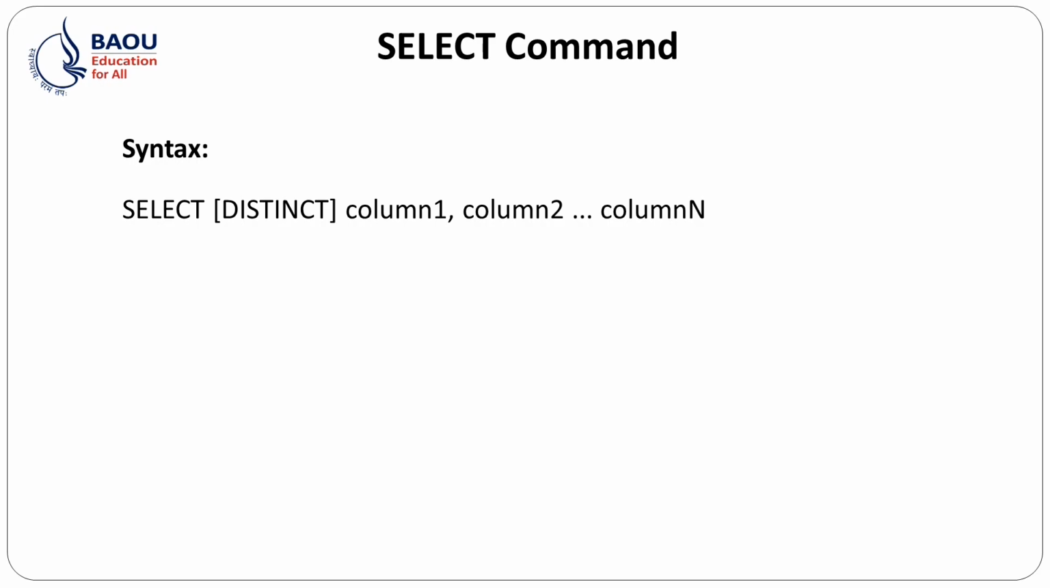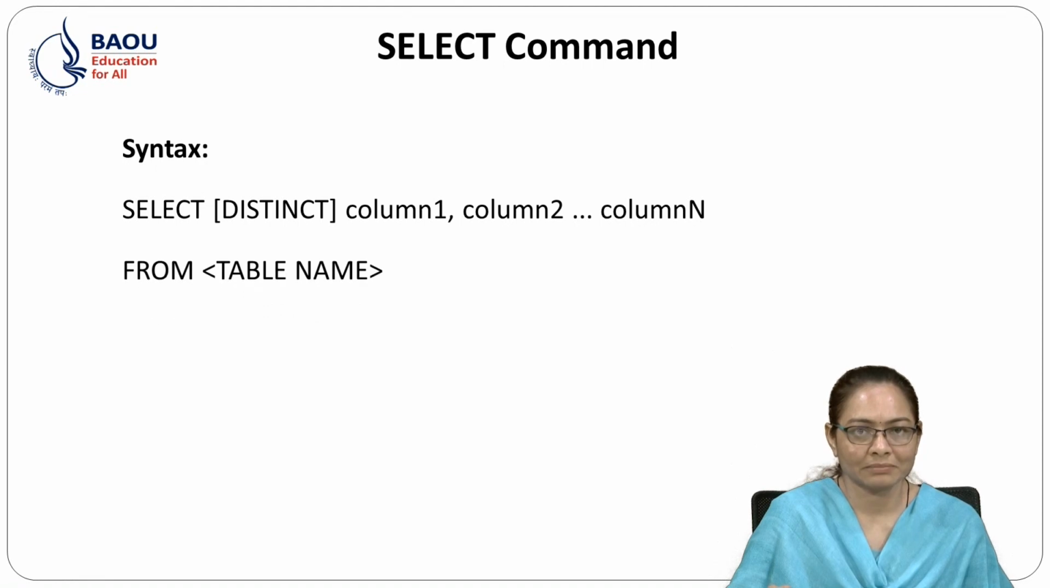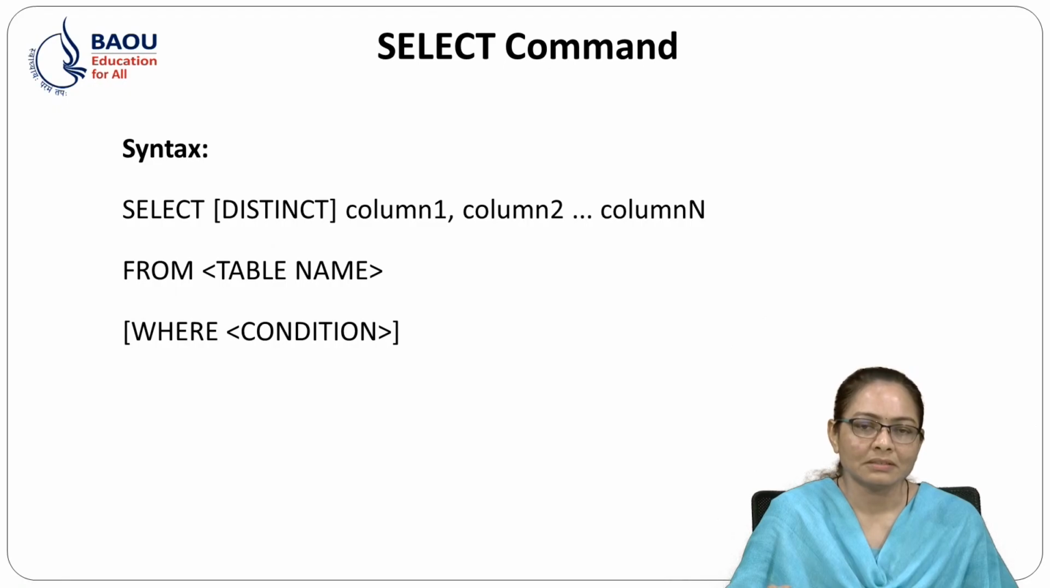Now, we will start with the select command. See, in the SQL select command syntax: select distinct, column name 1, column name 2 up to column n from table name, where condition. Here the square brackets are optional.